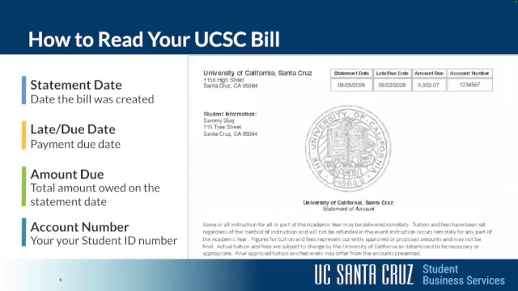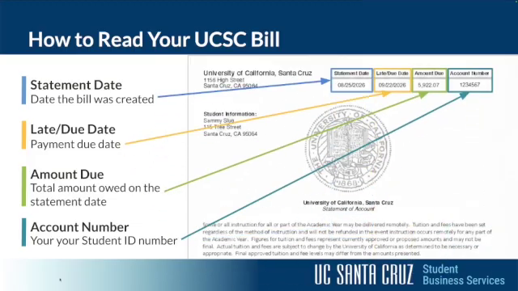Now that you know where and when to find bills, let's look at the information you will see on a bill. At the top, we have the statement date, or the date the bill was created, the payment due date, shown here as the late due date, the amount due, or the balance on your account when the bill was created, and the account number, which is the same as your student ID number.